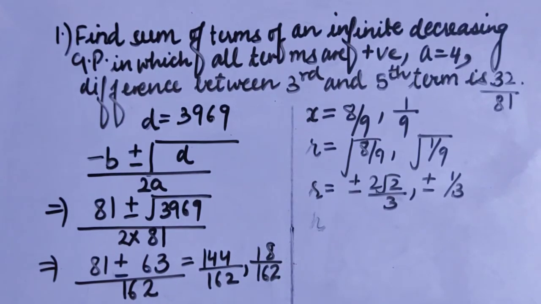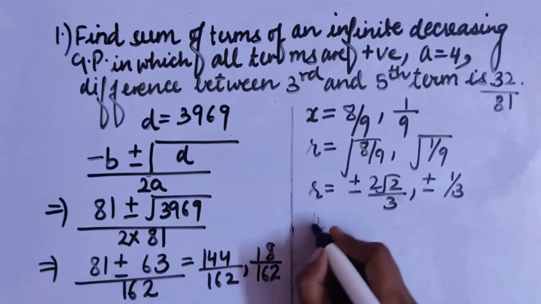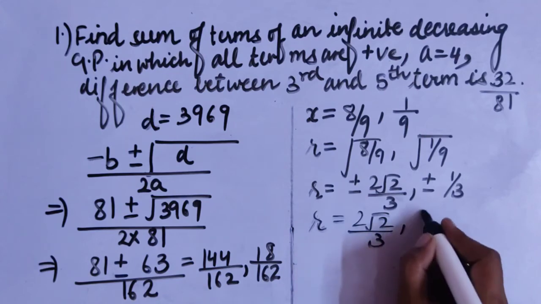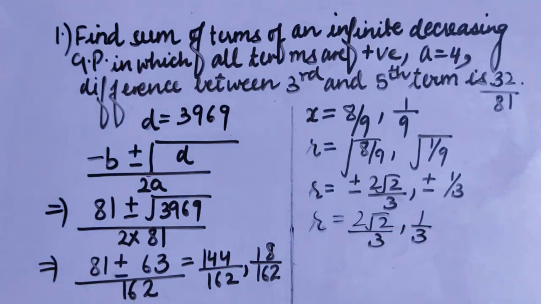What are those two values? Now think yourself and tell me what those two values will be, students. It will be r is equal to 2 root 2 by 3, comma 1 by 3. So now we will find out the sum of the terms in that particular infinite decreasing GP.